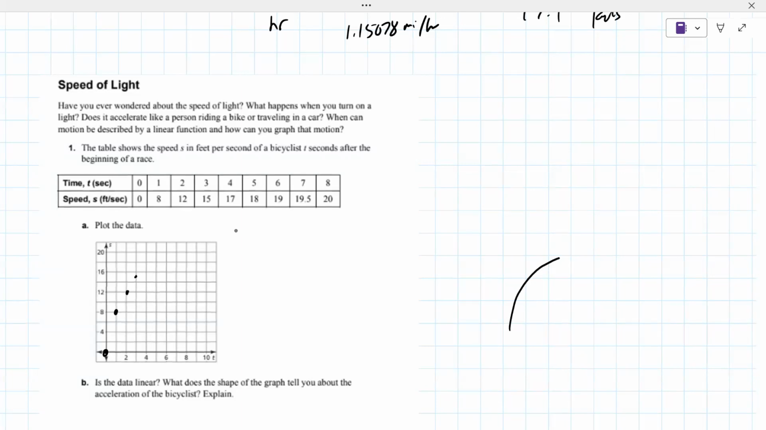It evens off at around 19 and a half. You get to 20, but then it's kind of plateauing. Good. Yep. Which means that he was accelerating, but then hit a steady pace. So that's correct.